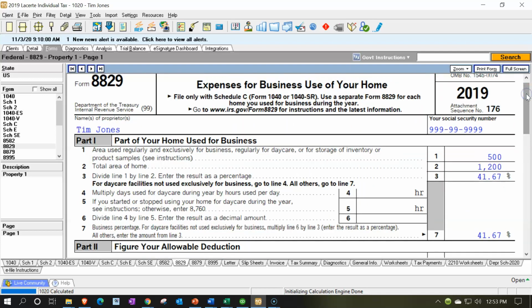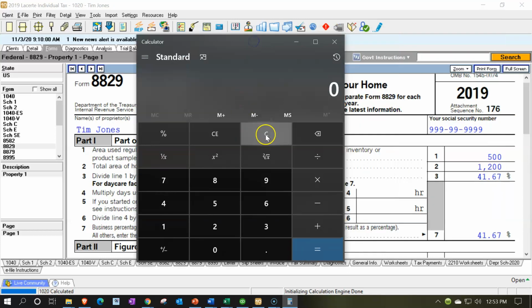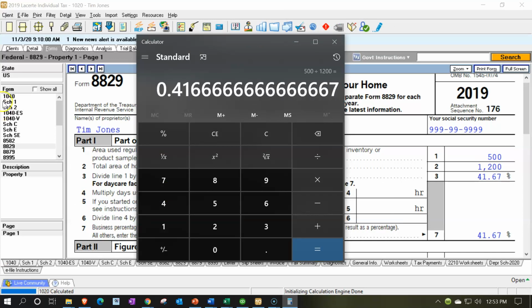So in other words, if we pull out the trusty calculator, we're saying that our office is 500 square feet divided by the total square feet of the home. That's going to be about 41.67 if we move the decimal place 2 places over.